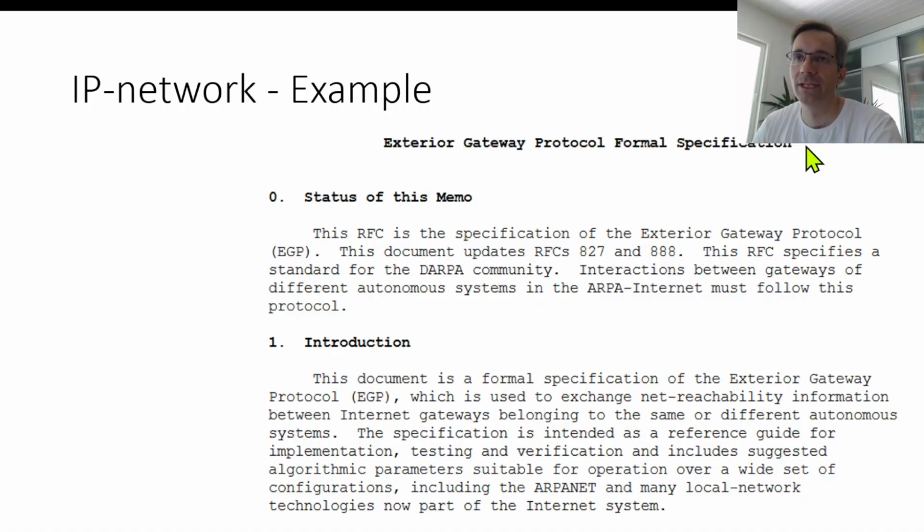Another example might be an IP network definition. So RFC, which is the Request for Comments, is how they standardize the network. And this is the Exterior Gateway Protocol formal specification. So this would be perhaps another example of an S-type program.